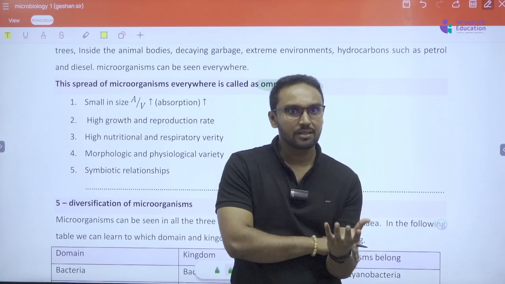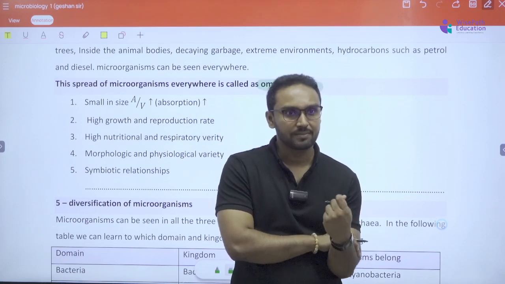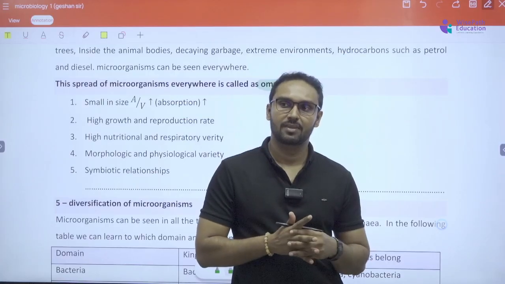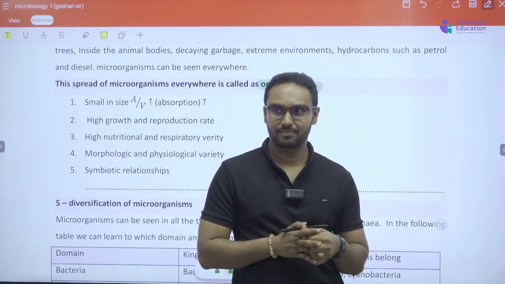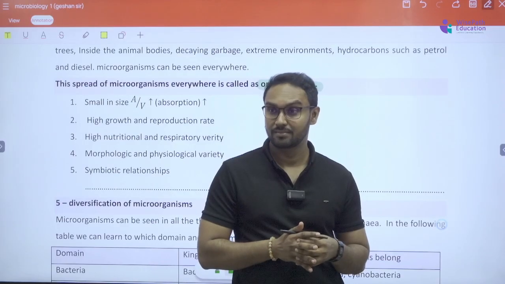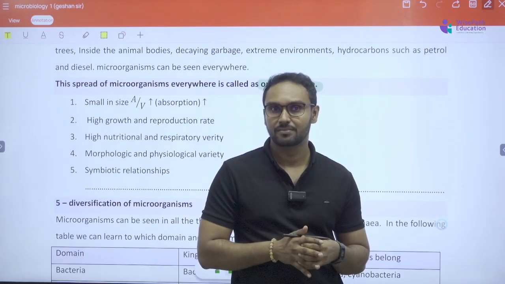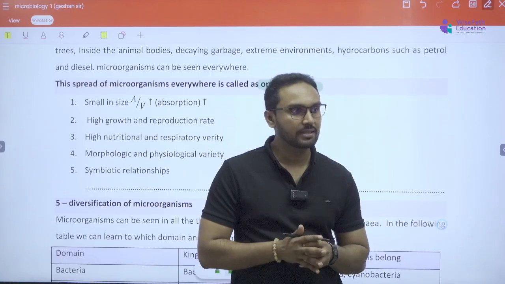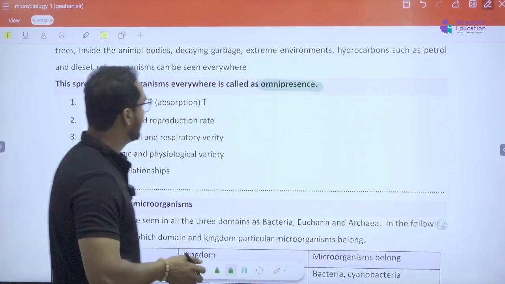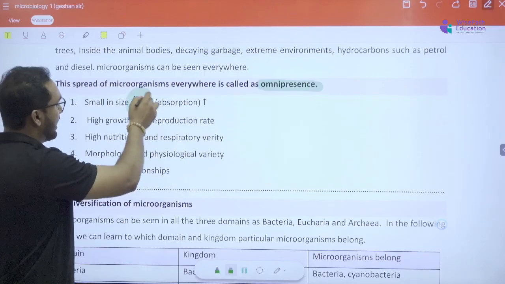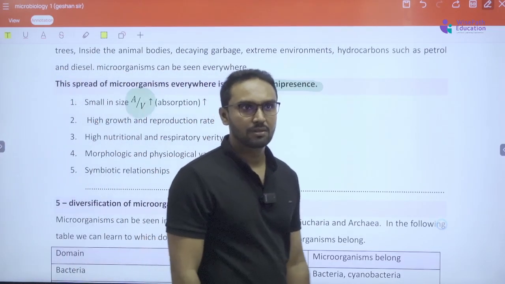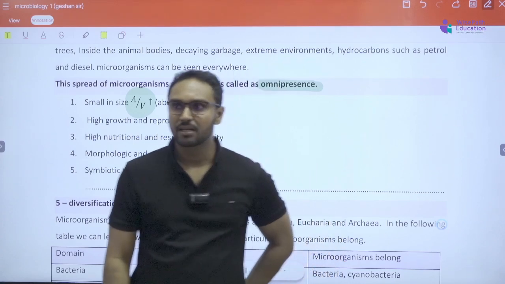Now, how do you think small size affects the omnipresence? How does small size affect the omnipresence? Now, there is something given here. AV ratio. Hands up those who know the AV ratio.